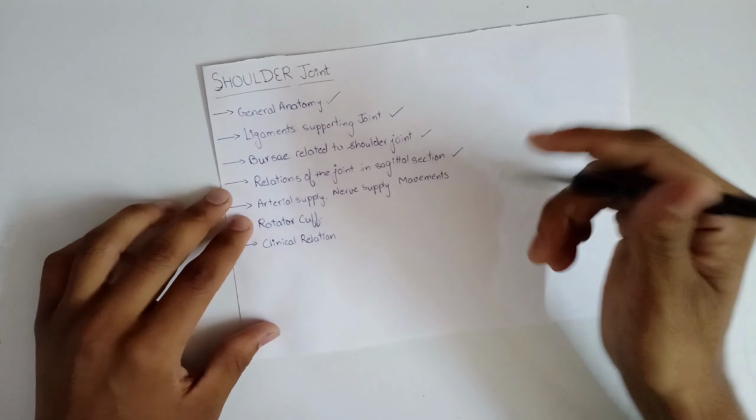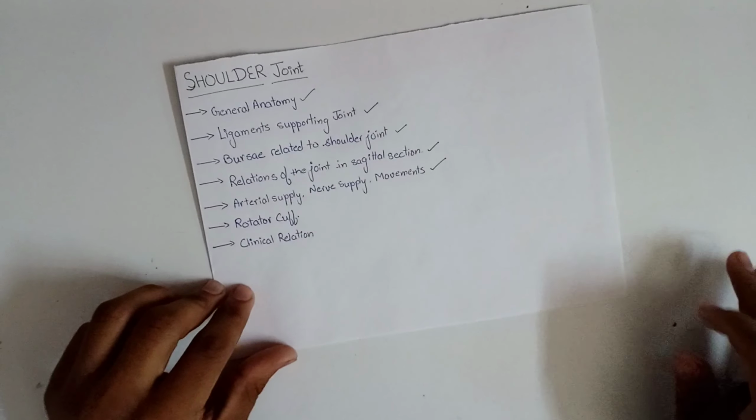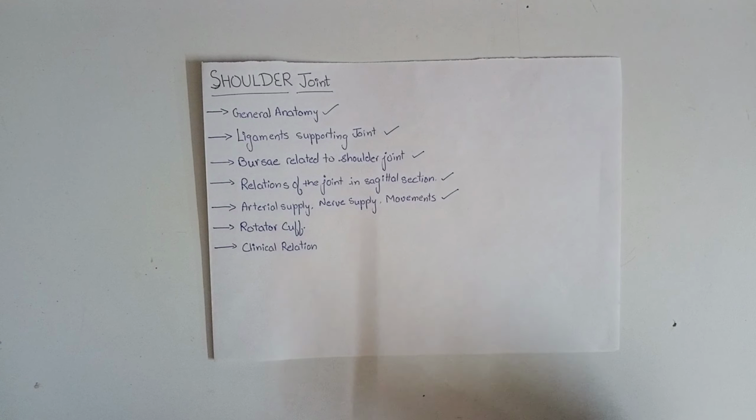You might have understood the topic. So we are done with arterial supply, nerve supply and movements. So in next video we'll be covering rotator cuff and clinical relation of shoulder joint. Thank you.